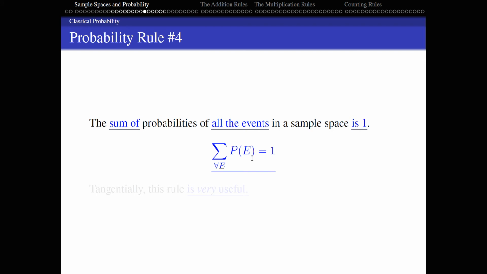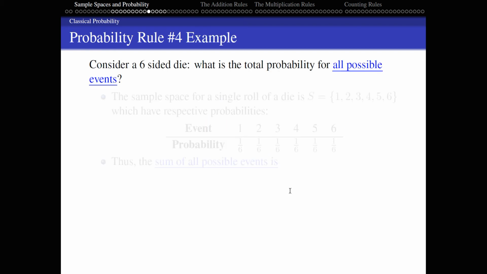Now the fourth probability rule seems kind of weird. It says that the sum of all of the events in the sample space of their probabilities is 1. So if I look at all the events in the sample space and add all of their probabilities up, those are going to add up to 1. Now this is a really useful feature. We'll talk about this in just a second, but it's something that may not strike you as particularly useful. So we'll have an example of this real quick, and then we'll talk about why this is so useful.